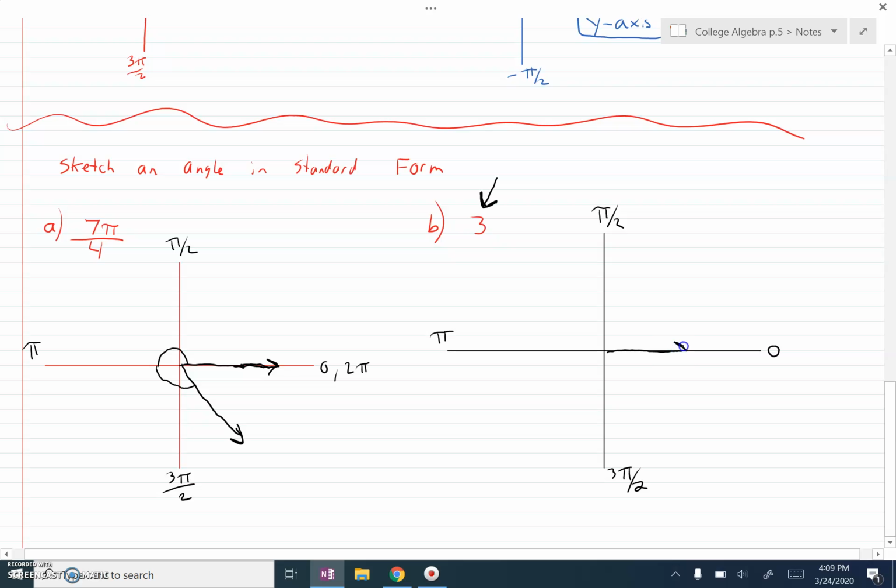So this would be 0 again. This is my, again, initial angle. So think of pi and think of 3. Is 3 more or less than pi? 3 is slightly less than pi. So I'm going in the positive direction. It's slightly less than pi, which means it's someplace right about here. And that would be the angle for 3.